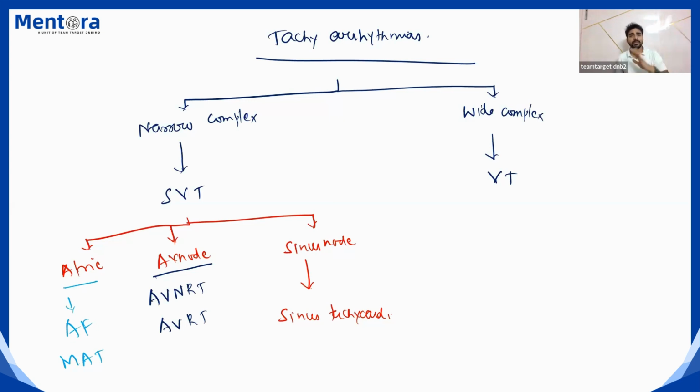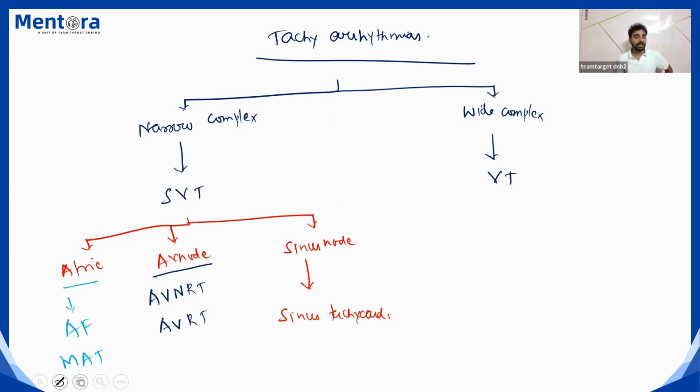If it is coming from the SA node, simple, it's a sinus tachyarrhythmia. If it is coming from the atria, it can be AF or it can be multifocal atrial tachycardia. If it is coming from the AV node, it can be atrioventricular nodal re-entry tachycardia or AVRT. There are two things there, right? So we have to differentiate all these things by seeing the ECG, right? Simple.